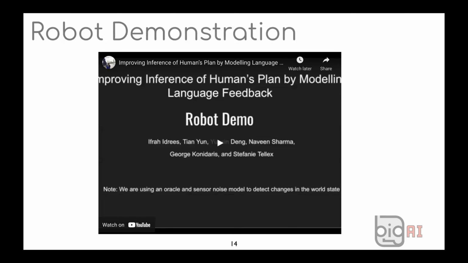I do have a robot observation, but I can go over it in the offline questions. But we show that if the human does anything wrong, our agent is able to infer that the human is doing a wrong step and ask the clarification question at that point.